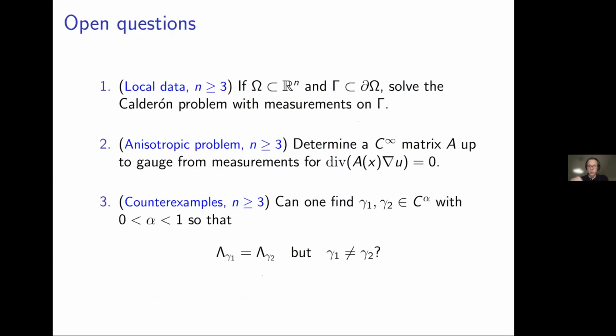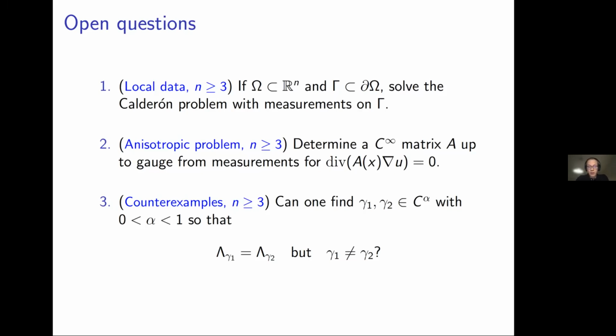So to conclude this motivation, let me just mention some open questions that still remain regarding the Calderón problem. There's this local data problem in dimension 3 and higher. If you fix an arbitrary open subset Γ of the boundary, possibly very small, you want to find the conductivity gamma if you only make measurements on this subset Γ of the boundary.